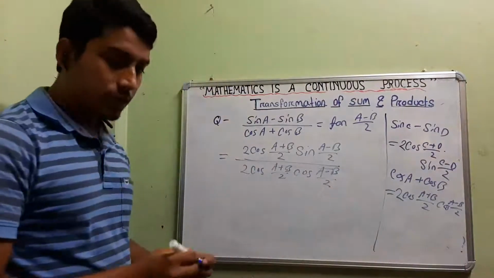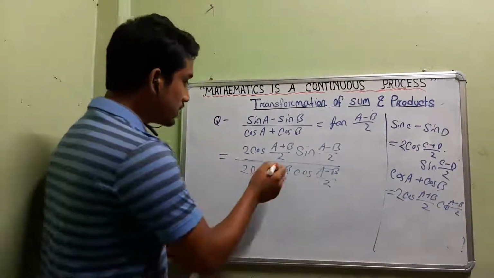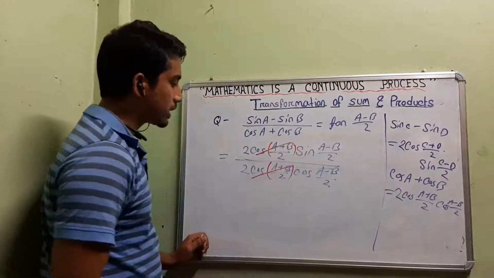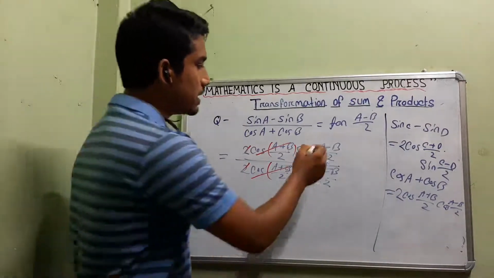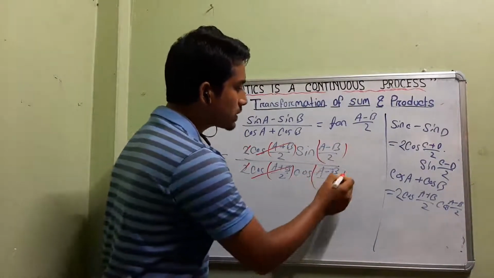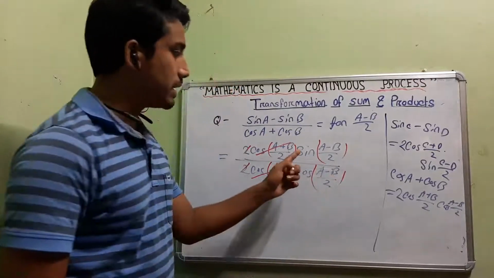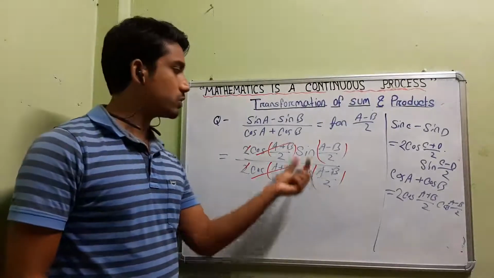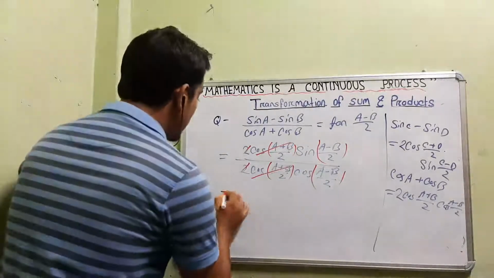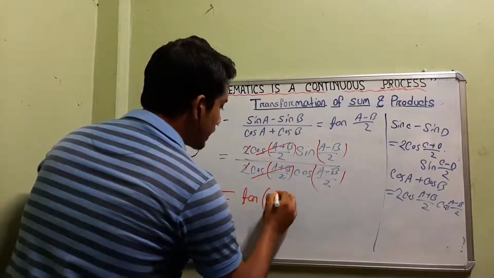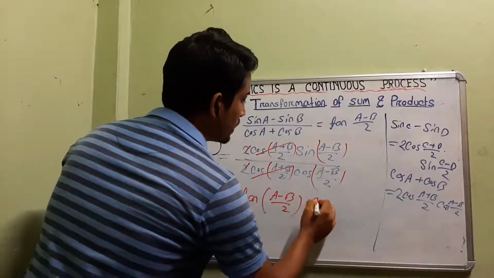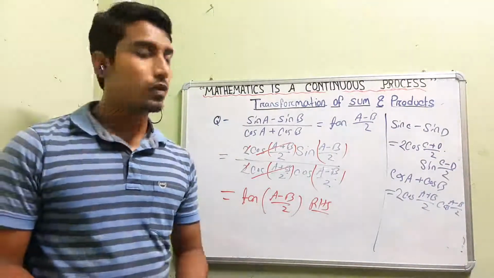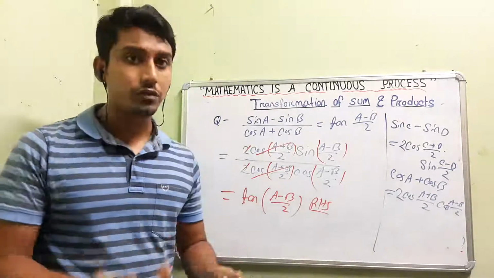Now try to figure out the cancellations here. The cos (A plus B) by 2 cancels, and the 2 cancels. What we have is sin (A minus B) by 2 divided by cos (A minus B) by 2. The angles are the same, so sin theta by cos theta is tan theta. That gives tan (A minus B) by 2, which is your right hand side. So this is the second problem, and this is the way to solve problems on transformation of sums and products of trigonometric functions.